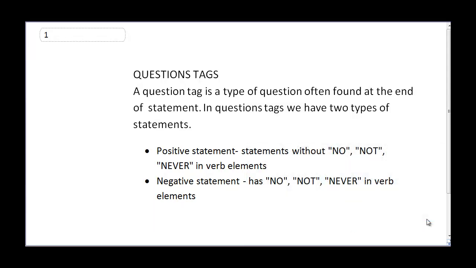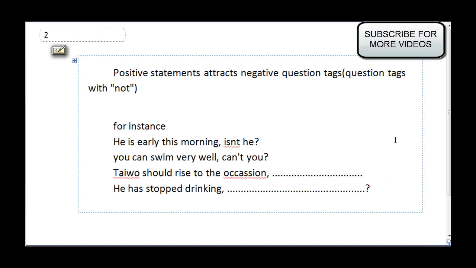A question tag. Now, we have two types of statements in question tags. The first one is called the positive statement and the second one is called the negative statement. The positive statement is characterized by not having words like no, not, and never. You don't see them in the positive statement. In the negative statements, you have words like no, not, never in verbs. Now, we're going to be answering a whole lot of questions and this is going to guide you while answering your WAEC 2020 English.